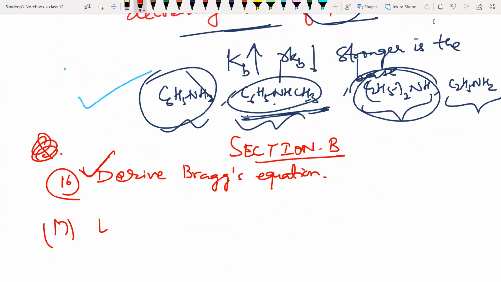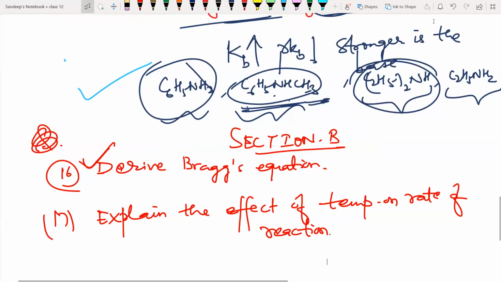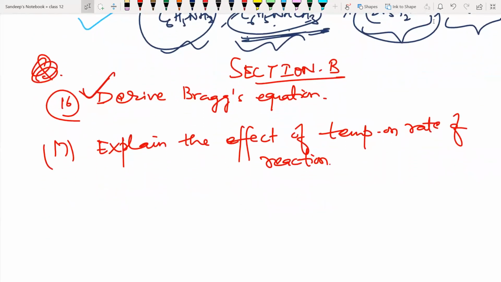Next question is explain the effect of temperature on the rate of a reaction. You have read the Arrhenius equation, how a 10-degree rise in temperature almost doubles the rate constant or rate of a reaction. You have to explain this properly, since these are, I think, your 4-mark questions.